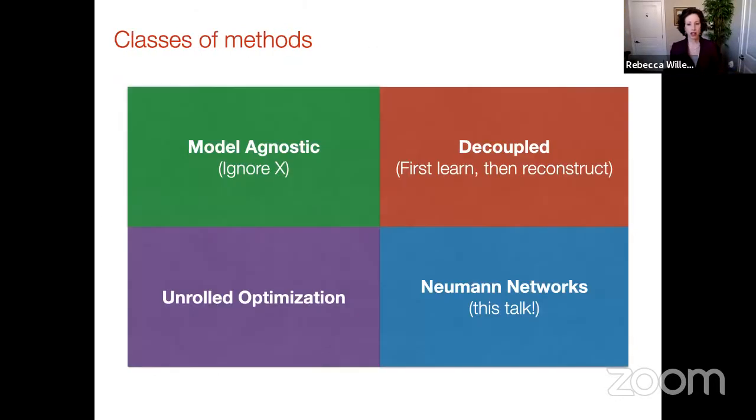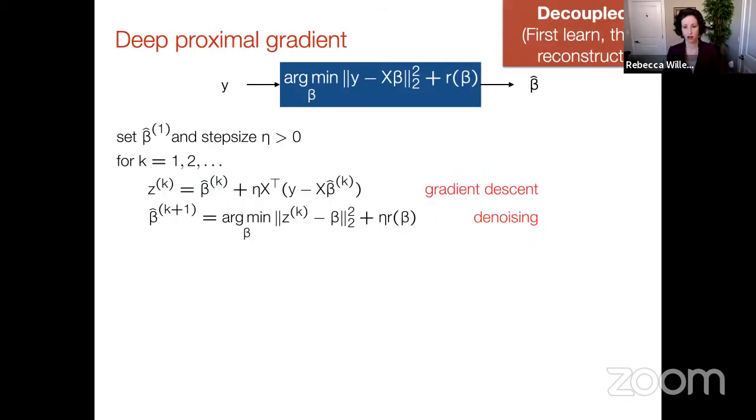Okay, so now we can contrast that with a decoupled approach, where, as I said before, we first do all of our learning and leveraging of our training data, but then we've got a second phase where we explicitly account for our forward model X. I'm going to show you a couple of different examples of this general approach. And the first one starts as follows.